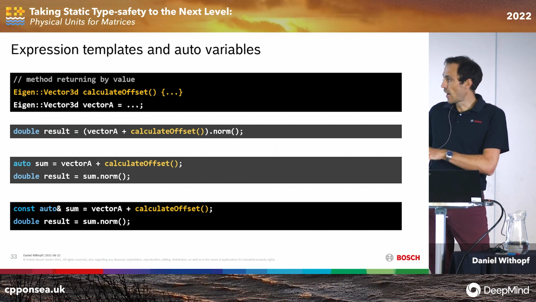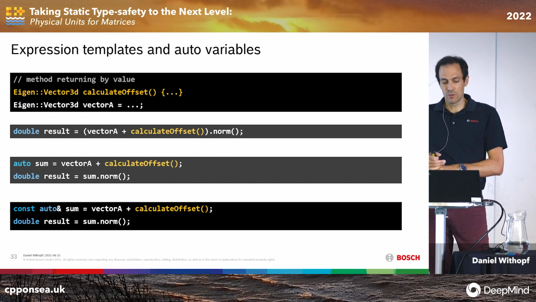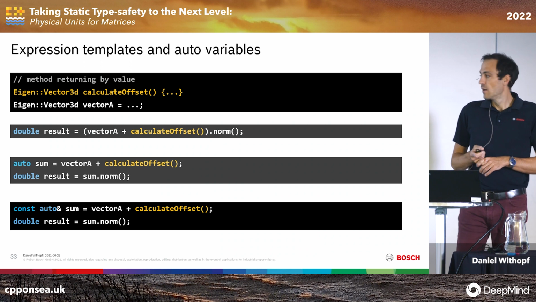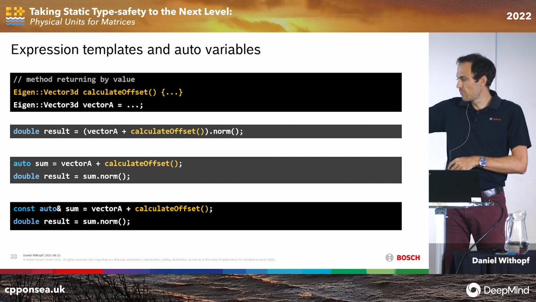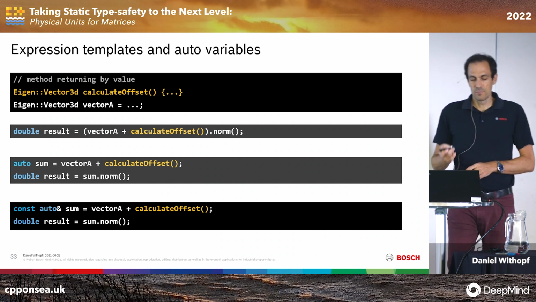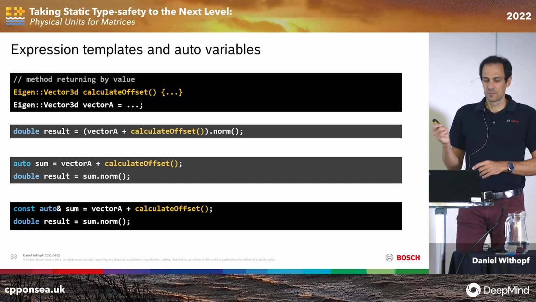Good, now this was Eigen code. I want to show now how in my library I try to prevent this, or I am preventing this. So the same code could be written in my library, where you add two vectors and then calculate the norm. But I have a mechanism in place that prevents this.